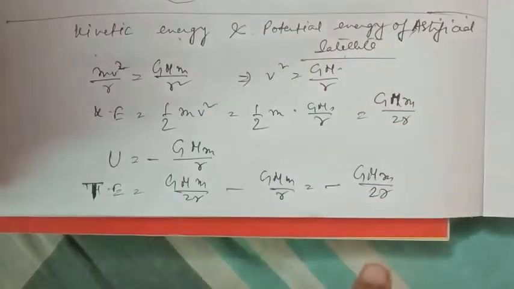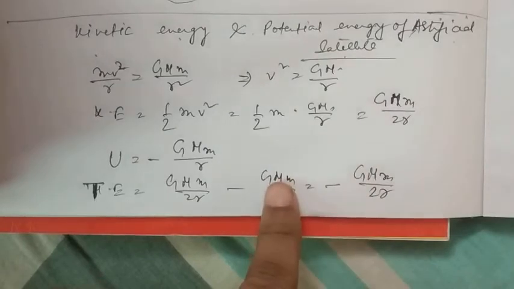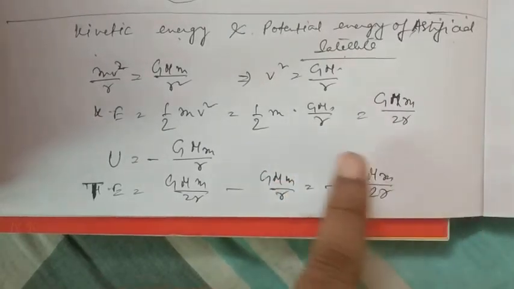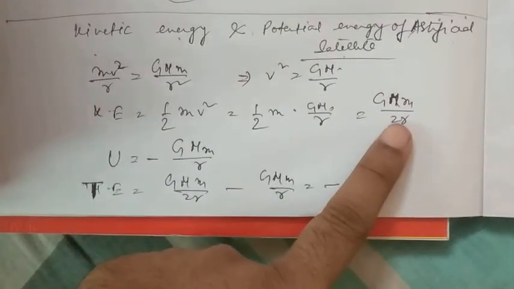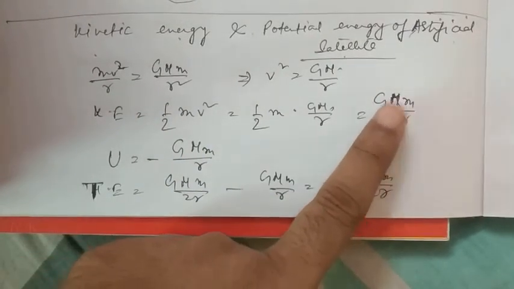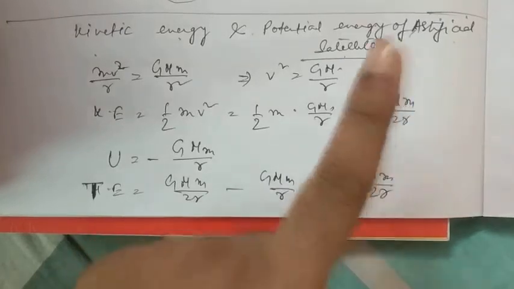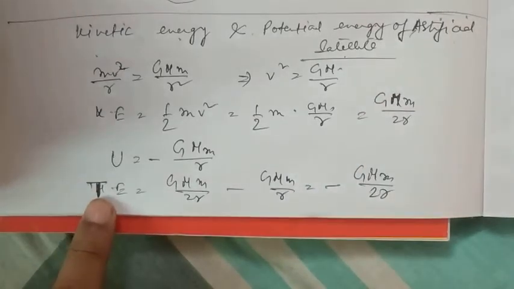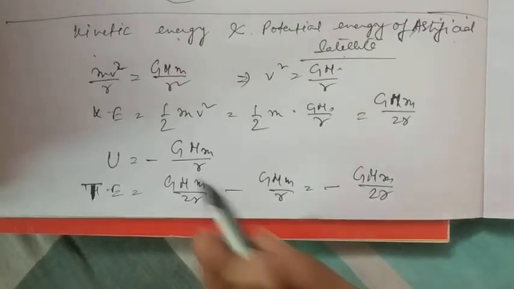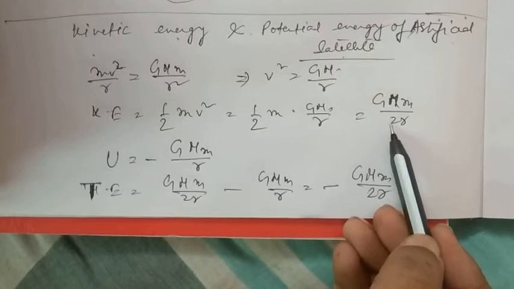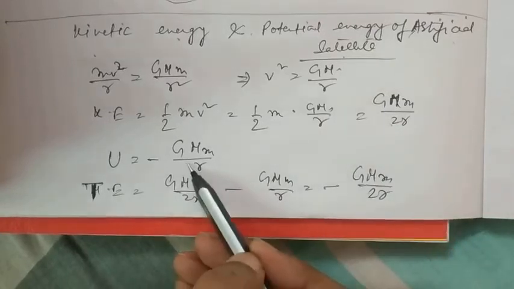As I have said, the negative term decreasing means the positive term is increasing, and the positive term matches with the kinetic energy expression GMm by 2r. That means the kinetic energy is increasing, but the total energy is decreasing. Now this is possible because a decrease in the potential energy of a satellite is twice the increase in kinetic energy, because we have got a 2 here in the denominator whereas 1 here.